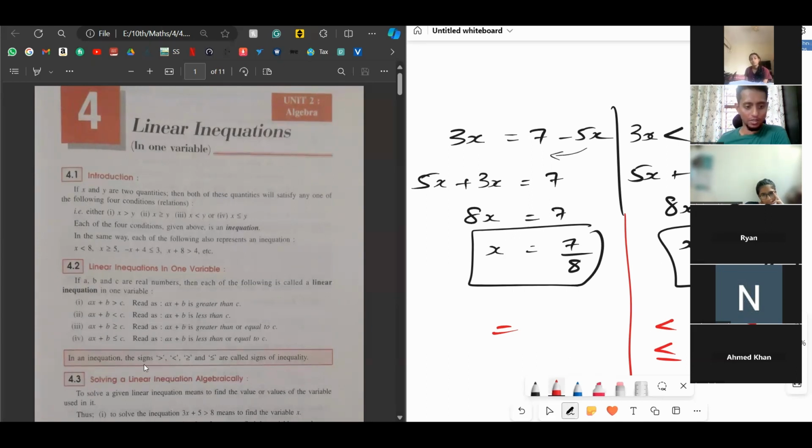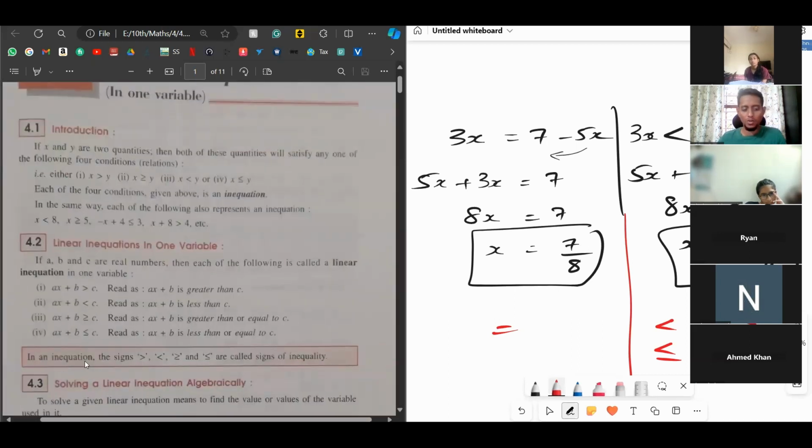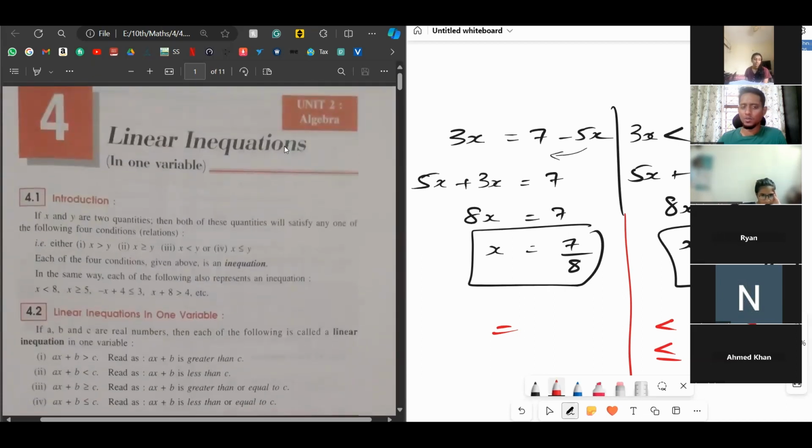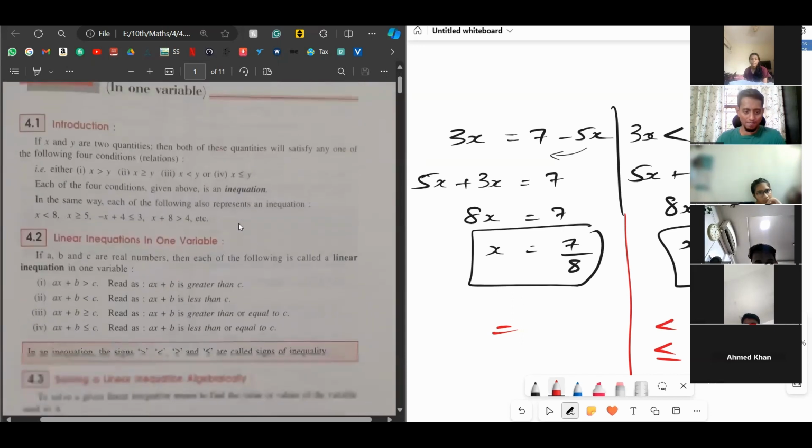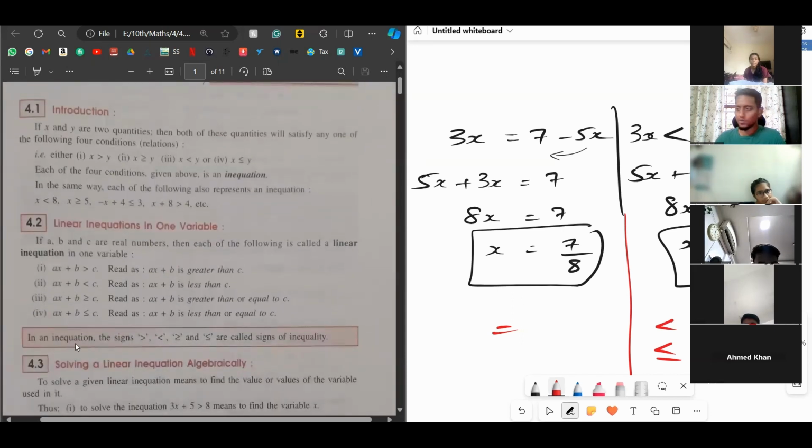Let's read this statement in this box here. In an inequation, the signs greater than, less than, greater than or equal to, less than or equal to are called signs of inequality. Okay? So sometimes you use the word inequation, sometimes you use the word inequalities. If you remember last year, I got mixed up and I thought you're learning this one. Then we started off and realized it was about triangles, right? Because they, instead of inequations, they use the word inequalities. So I thought it was the same because they are actually the same. Okay, either they call inequations or inequalities.